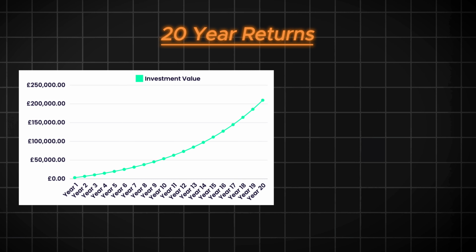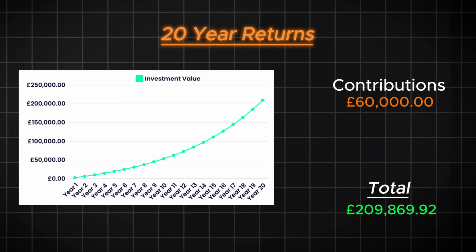At 20 years, we now have a total portfolio of £209,869.92. Now this is where we can see that interest has massively overtaken our contributions. We have added in £60,000, but now have just under £150,000 in interest. You can start to see how that snowball effect kicks in.